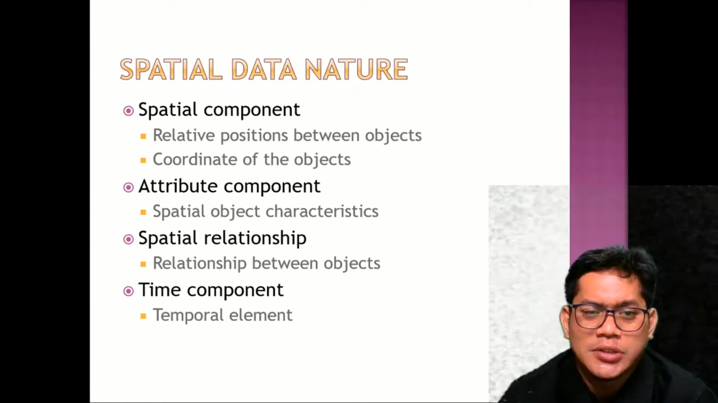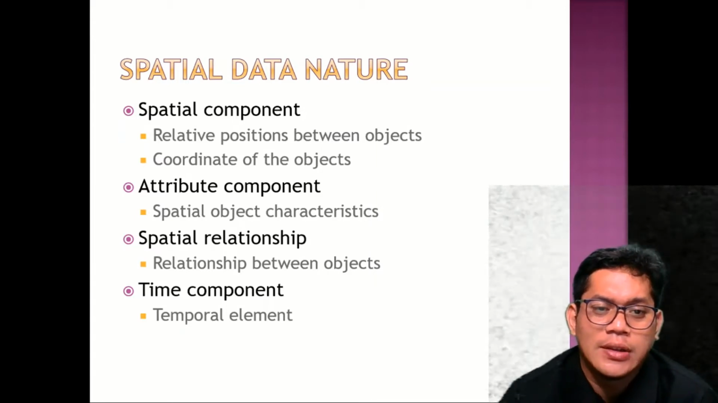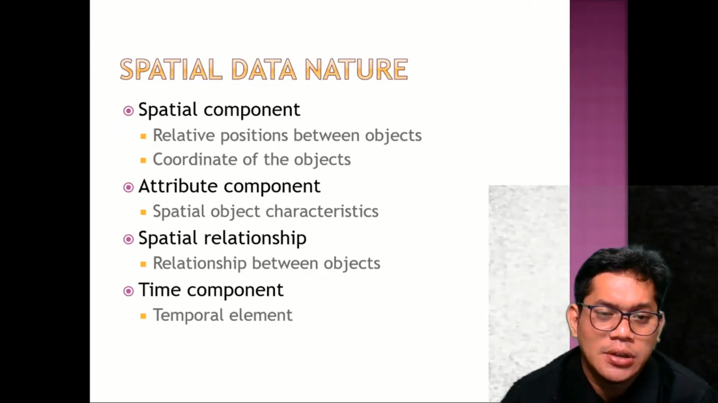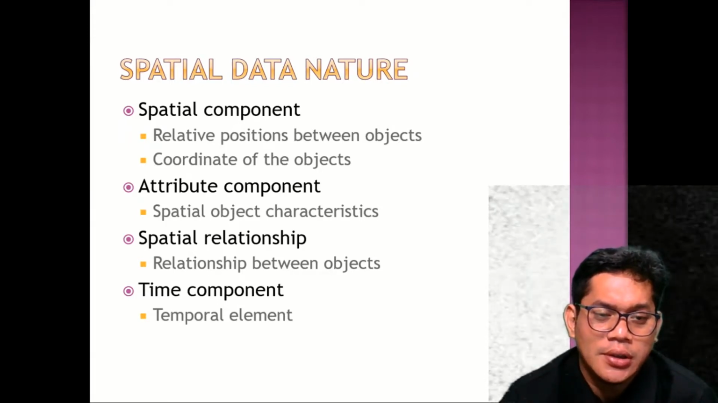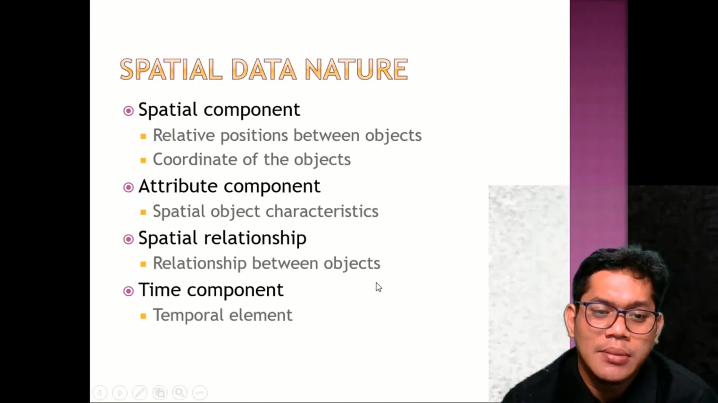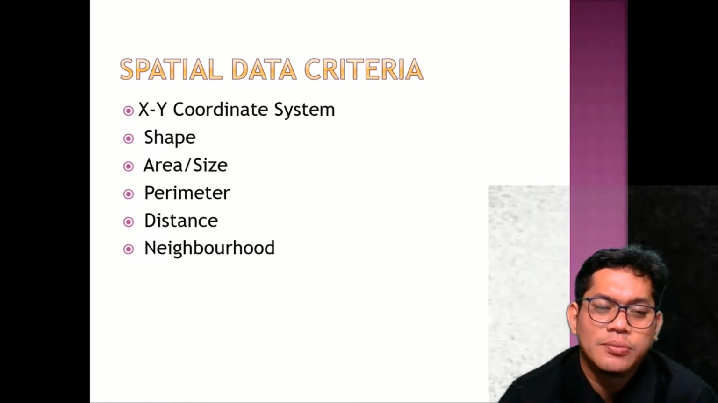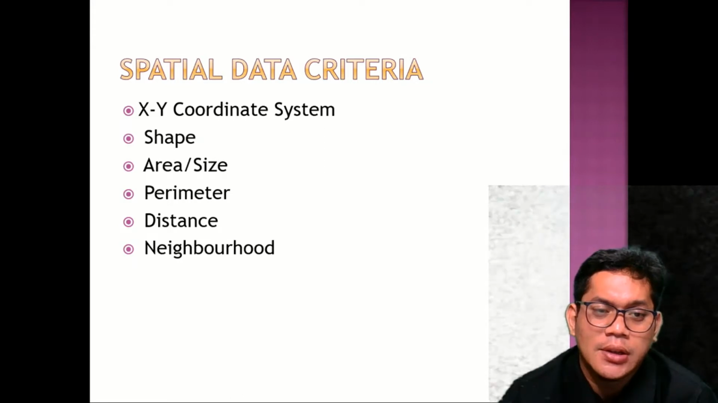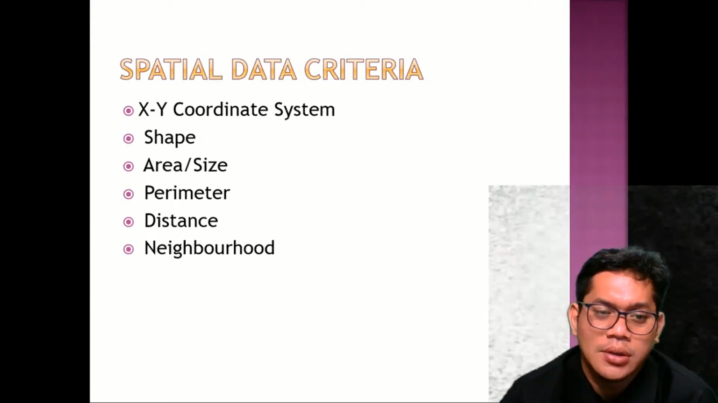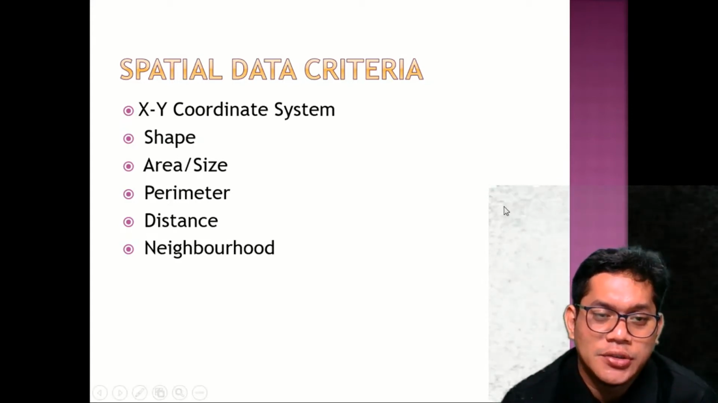So what is the nature of spatial data? The spatial component must have the relative positions between objects, the coordinates. The attribute components must have the spatial object characteristics, the relationship between objects, and also some temporal elements. In the spatial data criteria, you must have an XY coordinate system, the shape of the features, which could be the area or perimeter, the distance from one point to another, and the neighboring features.